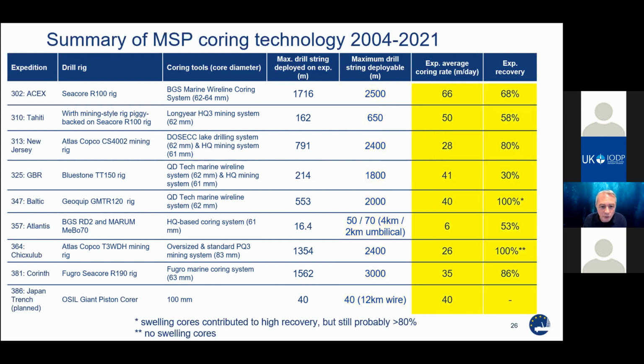Similarly, the average coring rate and the core recovery shown in the last two columns are highly variable in MSPs, and these are the hardest variables to offer estimates for before an expedition, for obvious reasons. Something that is consistent is that the general MSP coring rate is much lower than that compared to JR expeditions. In the JR, coring rates can easily exceed 100 meters per day. But again, I'll come back to the coring rates when I summarize in a moment.